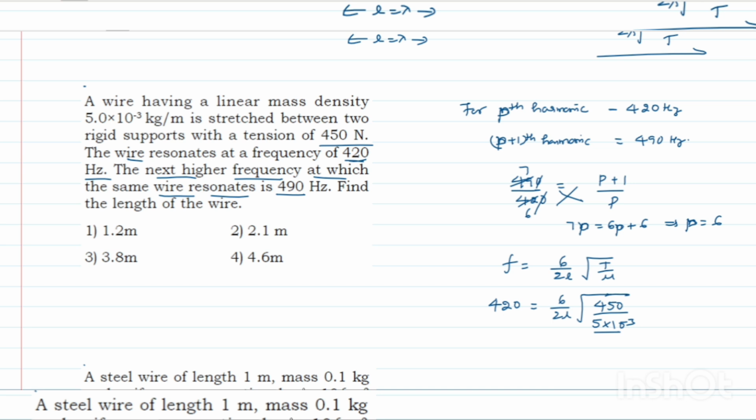The wire has a linear mass density of 5 into 10 power minus 3 kg per meter, students. Already the linear mass density is given. So when you calculate this, you get 3 140 times and 5 90 times, and when you calculate this length value, you get nearly 2.1 meter.